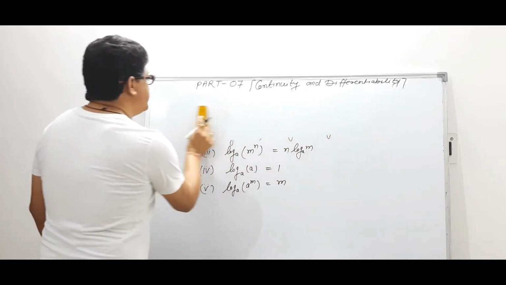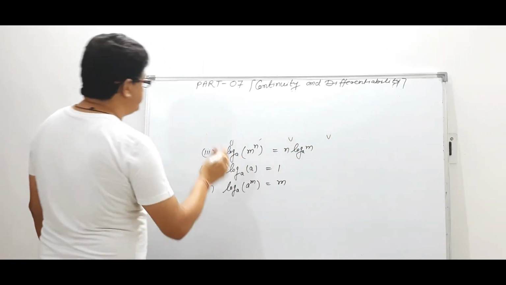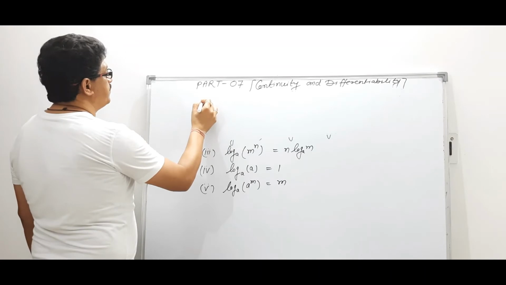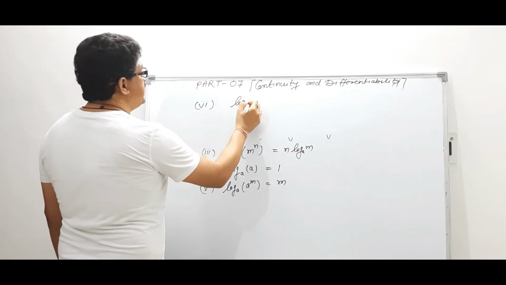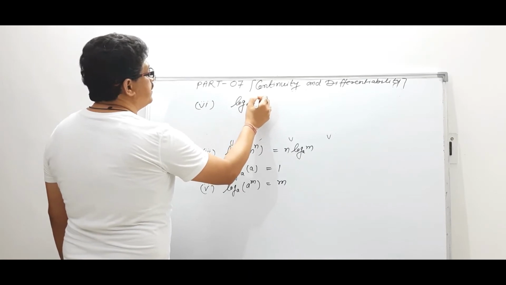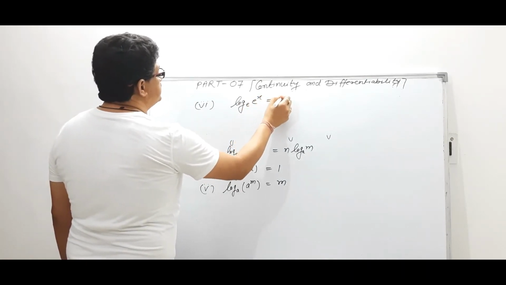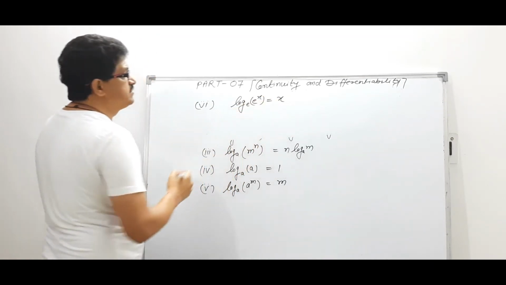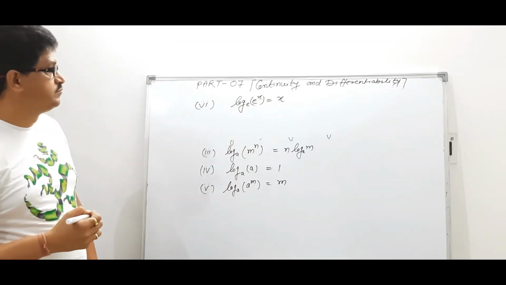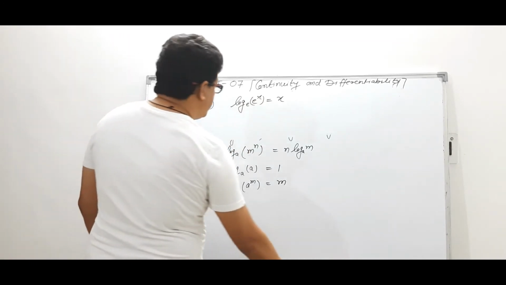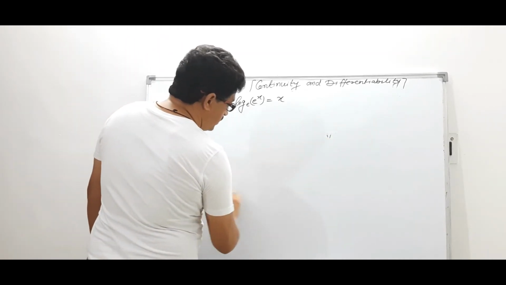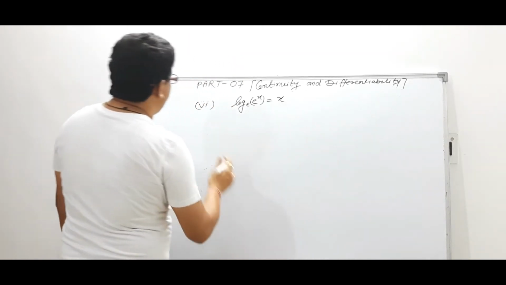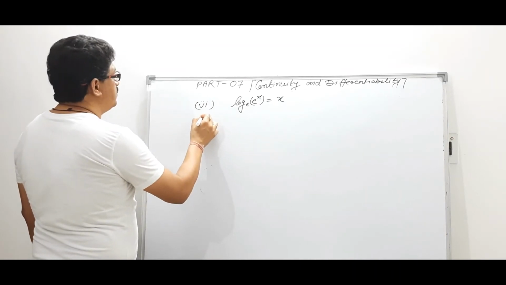The next is log base e raised to x is x. Log e^x is x. By this property, then we can change base also.